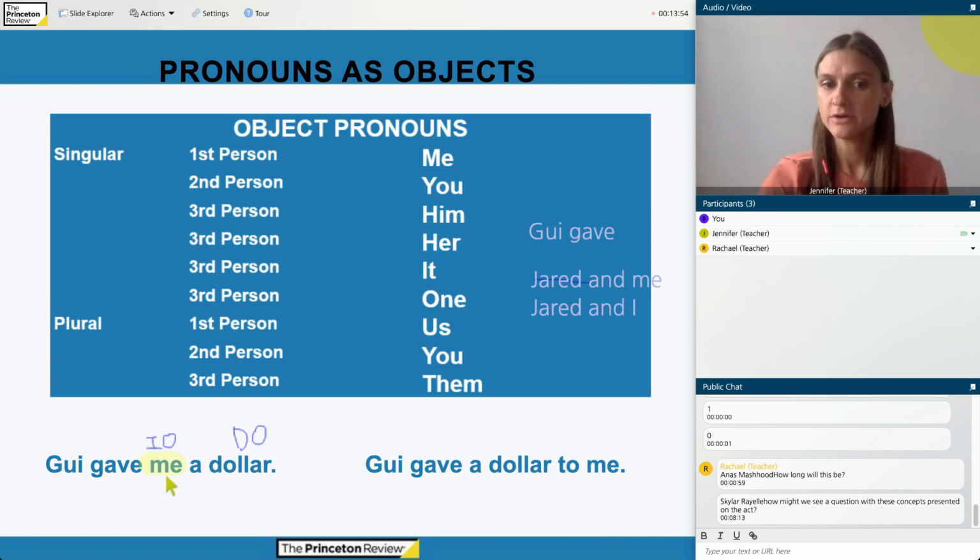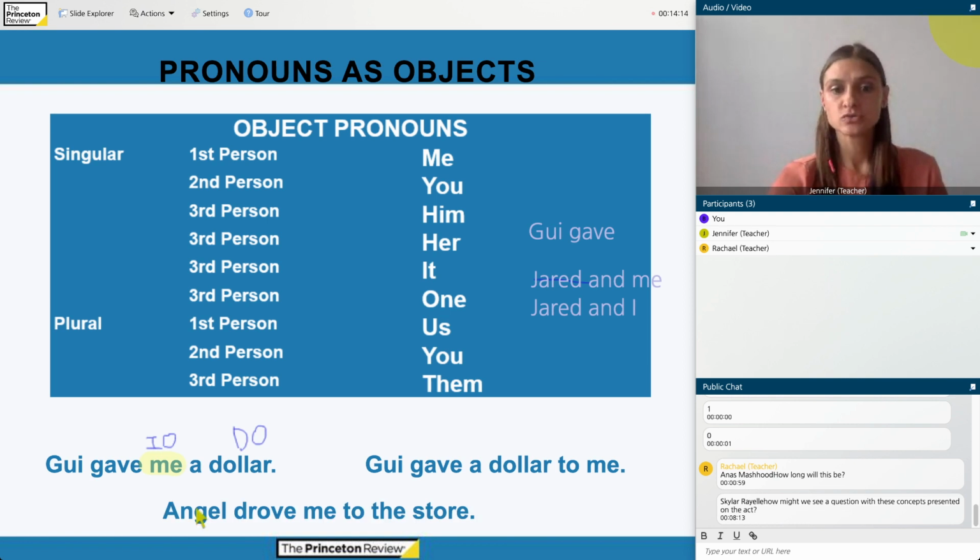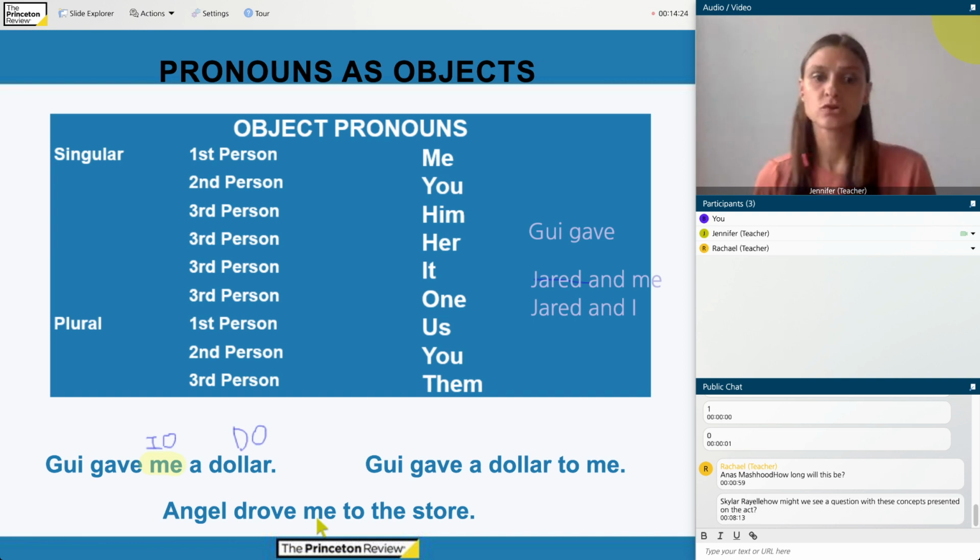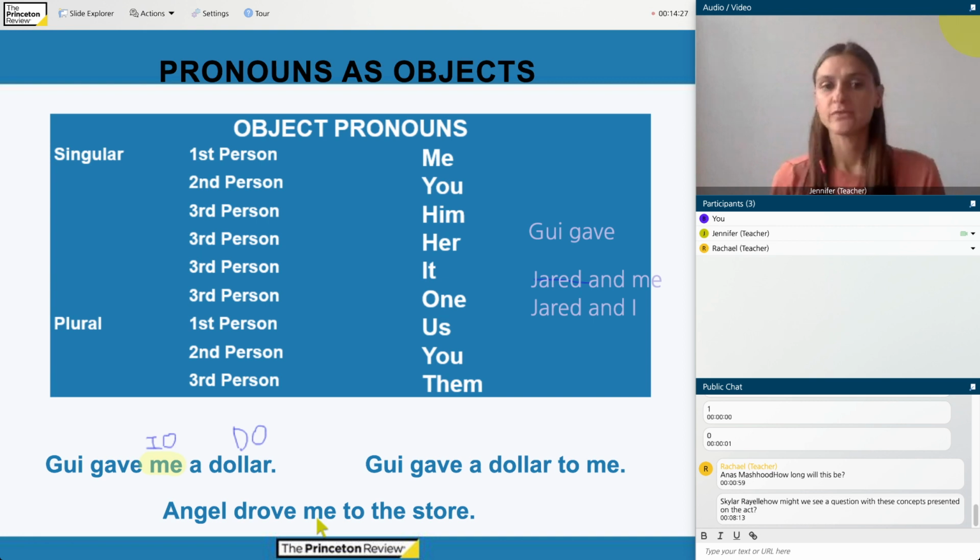When you put the me before $1, you put the indirect object before the direct object, you don't have to have the preposition. But in the second case, you have your to before the me. So these me's are indirect objects in both cases because I'm getting the $1. But me can also be used as a direct object. So, Angel drove me to the store. Drove what? Drove me. So now I am the direct object. Again, we wouldn't say Angel drove I, and we wouldn't say Angel drove they. We would say Angel drove them. So just memorize these object pronouns and know what they do, and you won't get tripped up by the ACT or SAT in the English and writing and language sections.